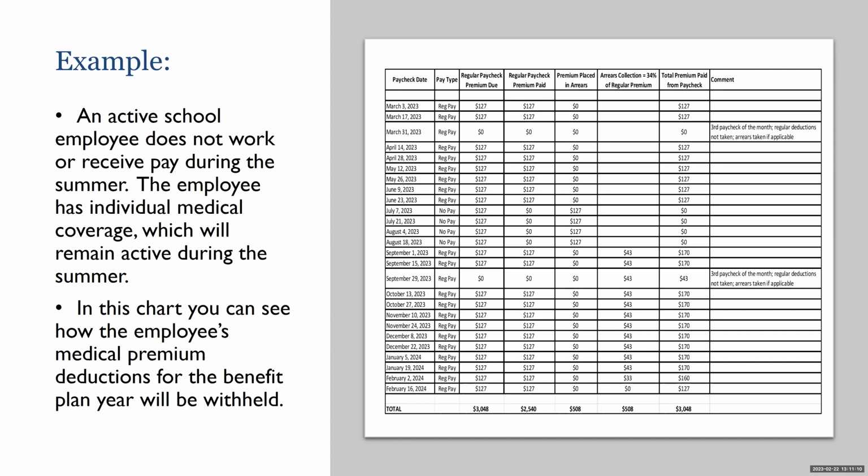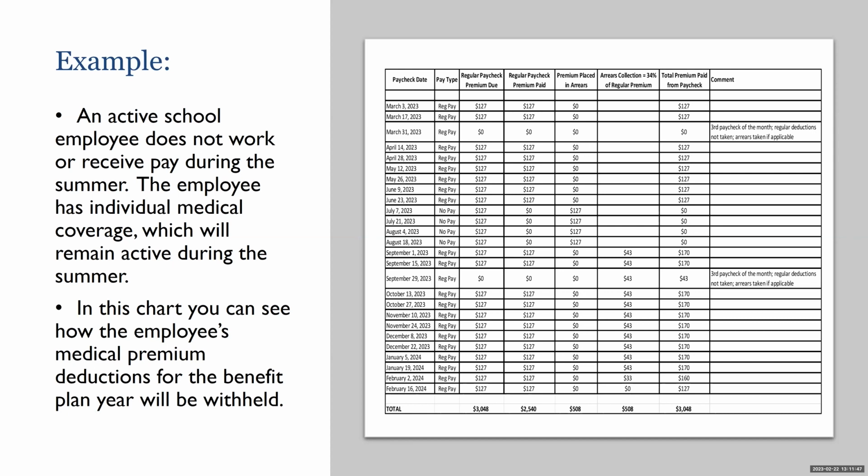balance, 4 times. When the employee comes back at the end of August and gets the first paycheck on September 1st, the system will take the normal deduction of $127, and then it will take $43 of the arrears balance. And if you were to do the calculation, you would see that 34% of $508, which was the arrears, is $43. And so on that September 1st check, that employee's deductions would end up being $170.